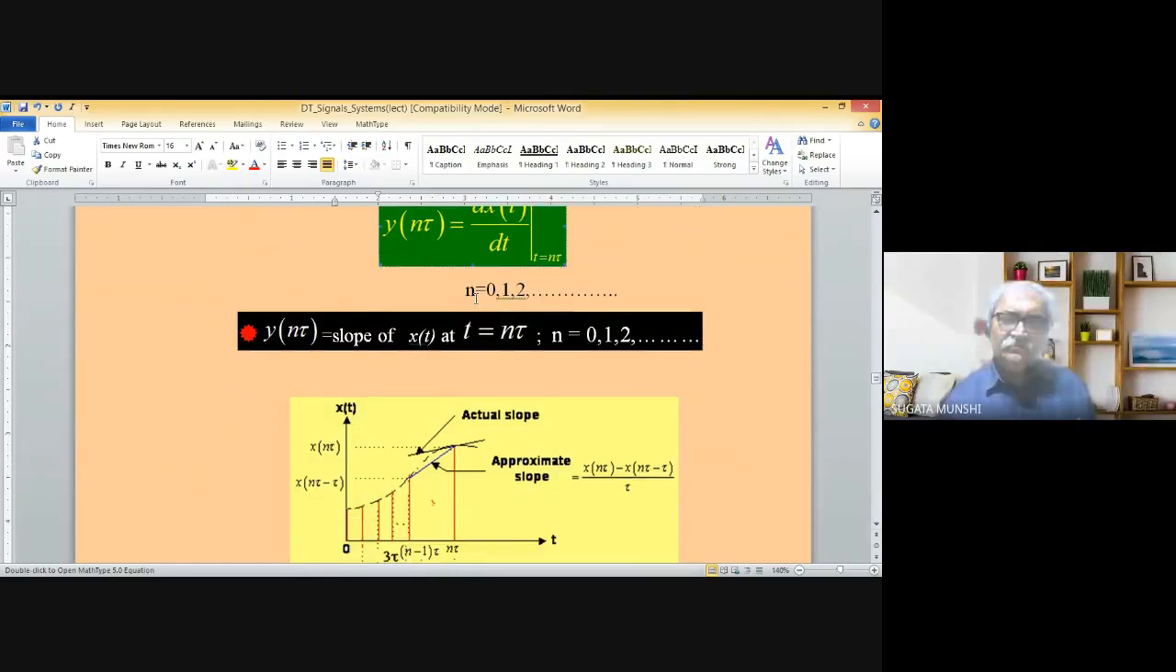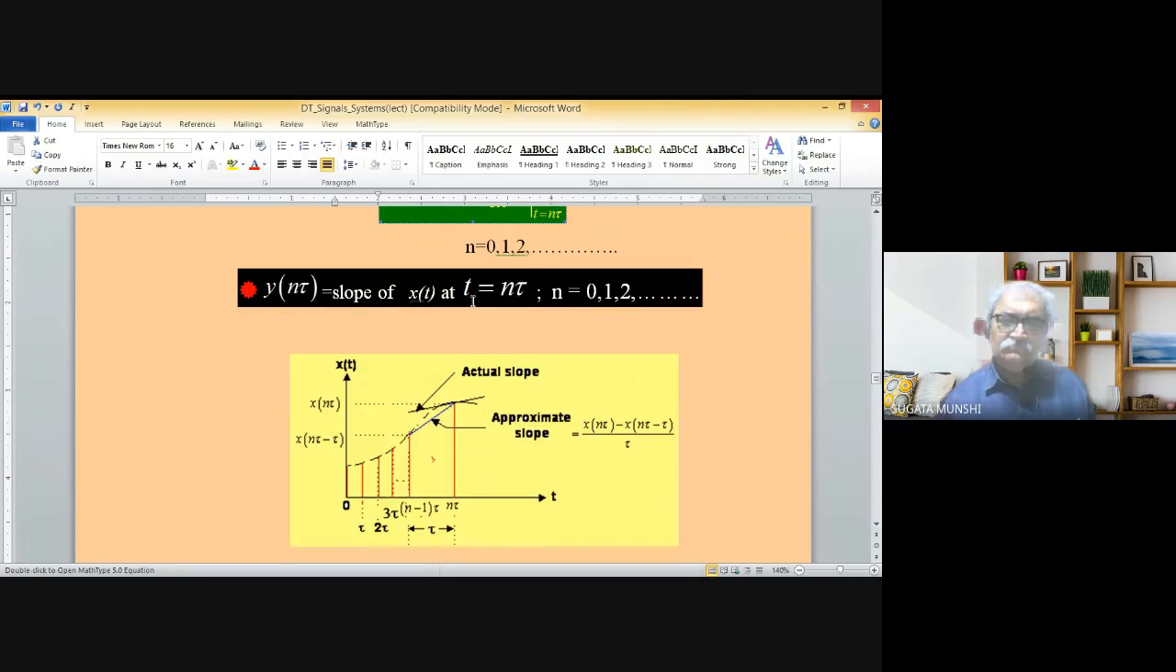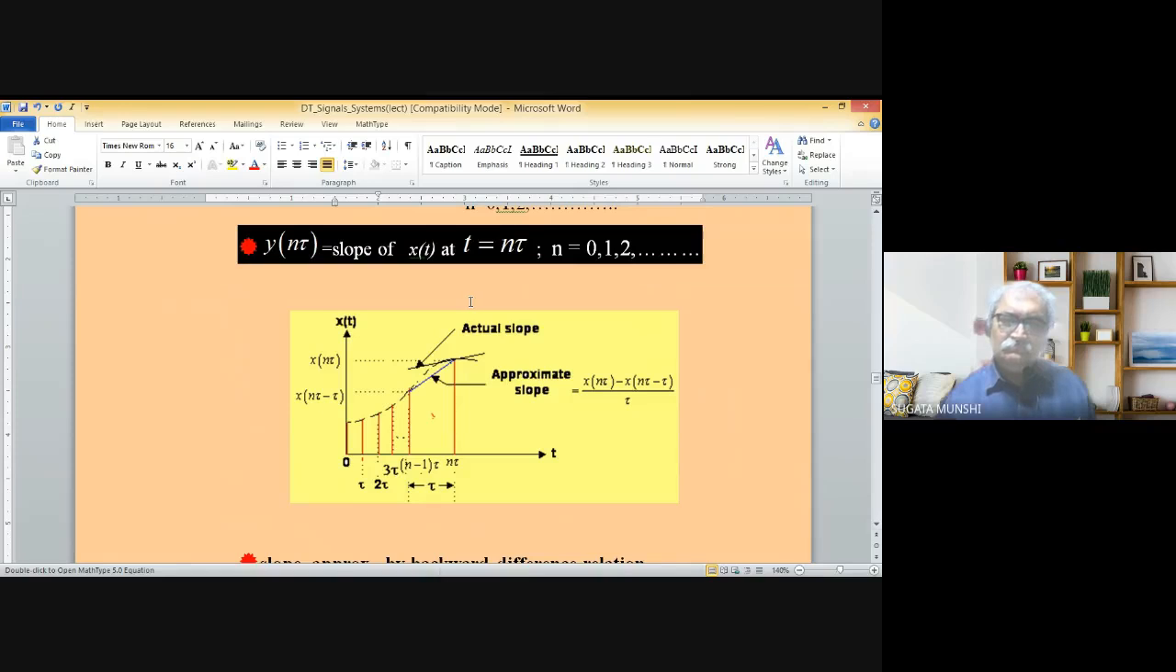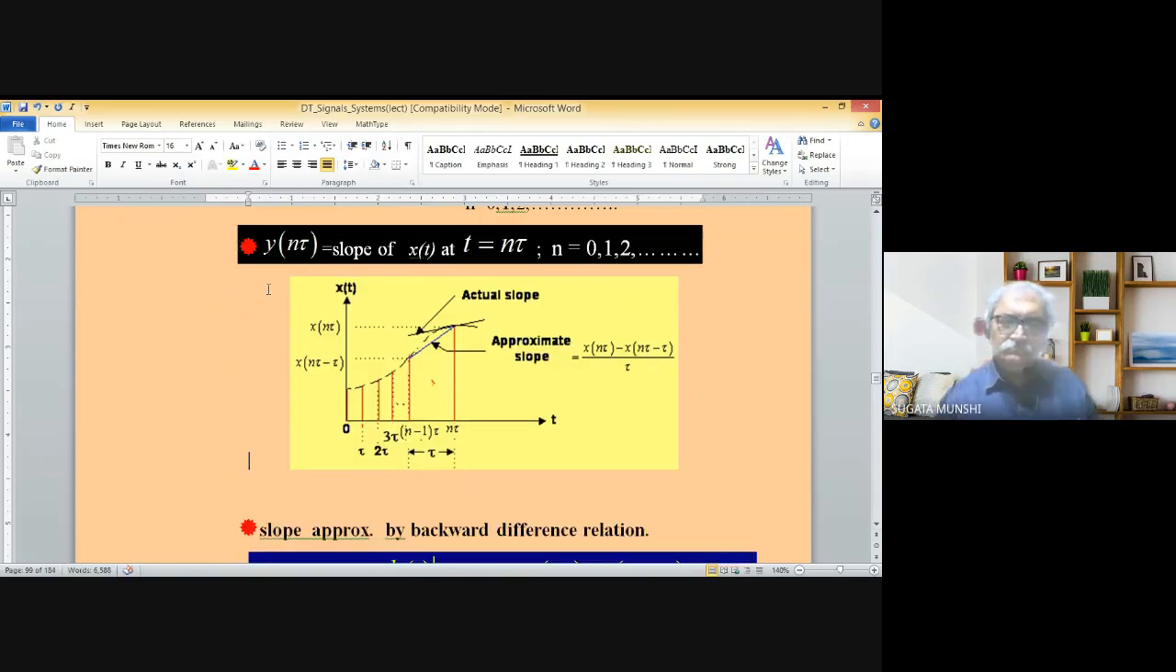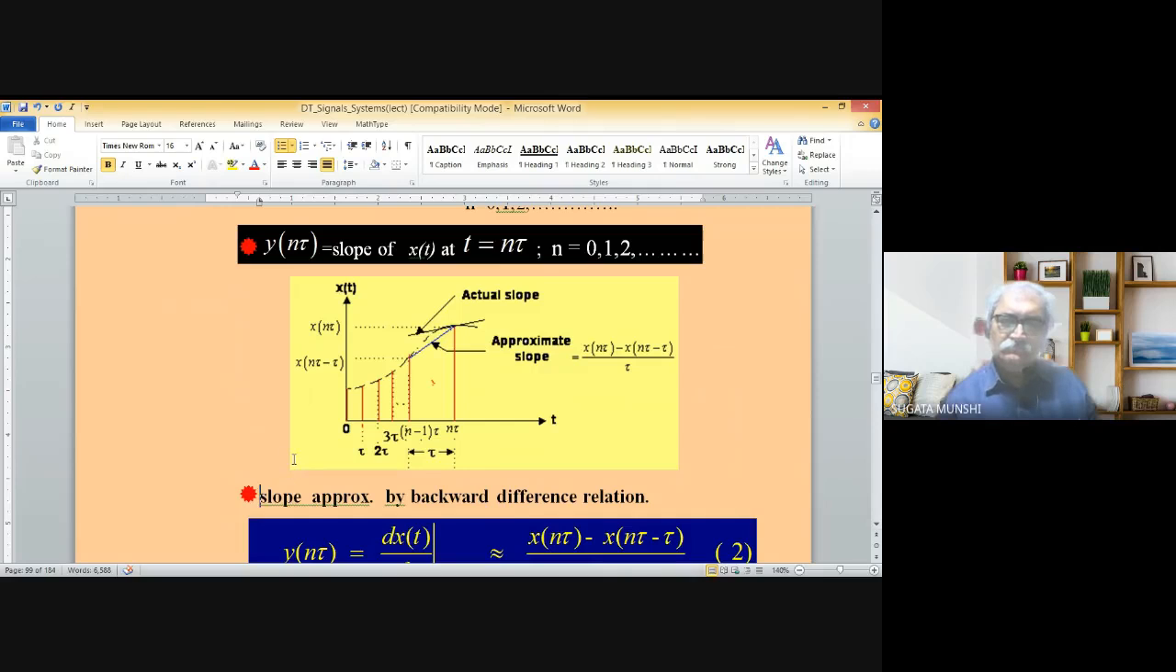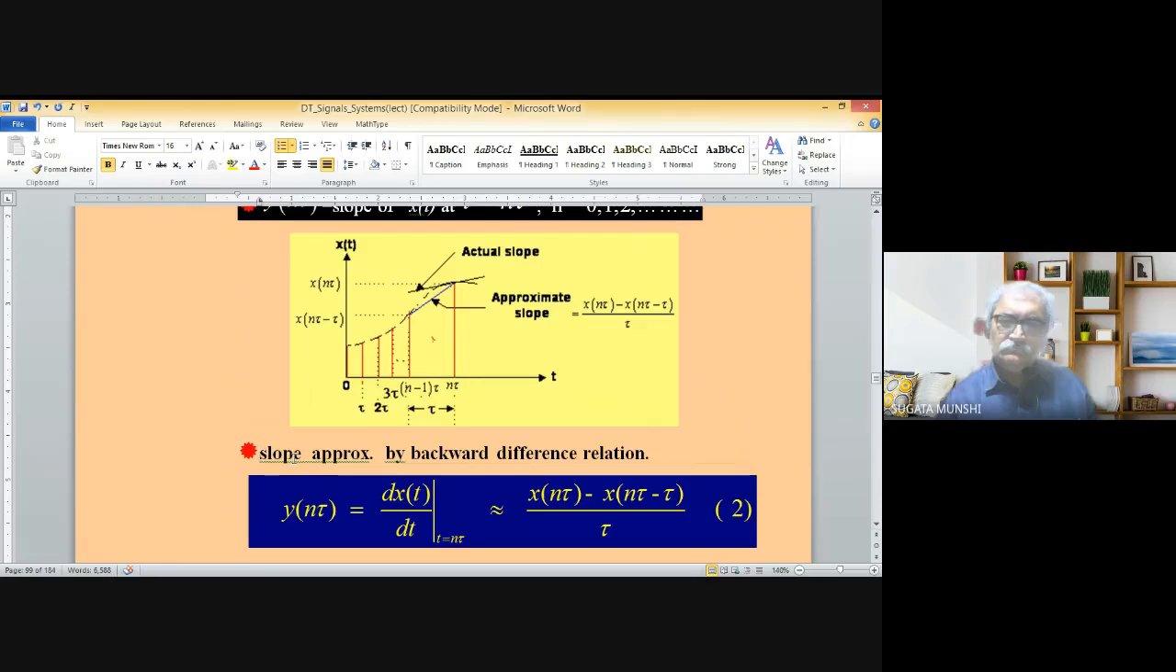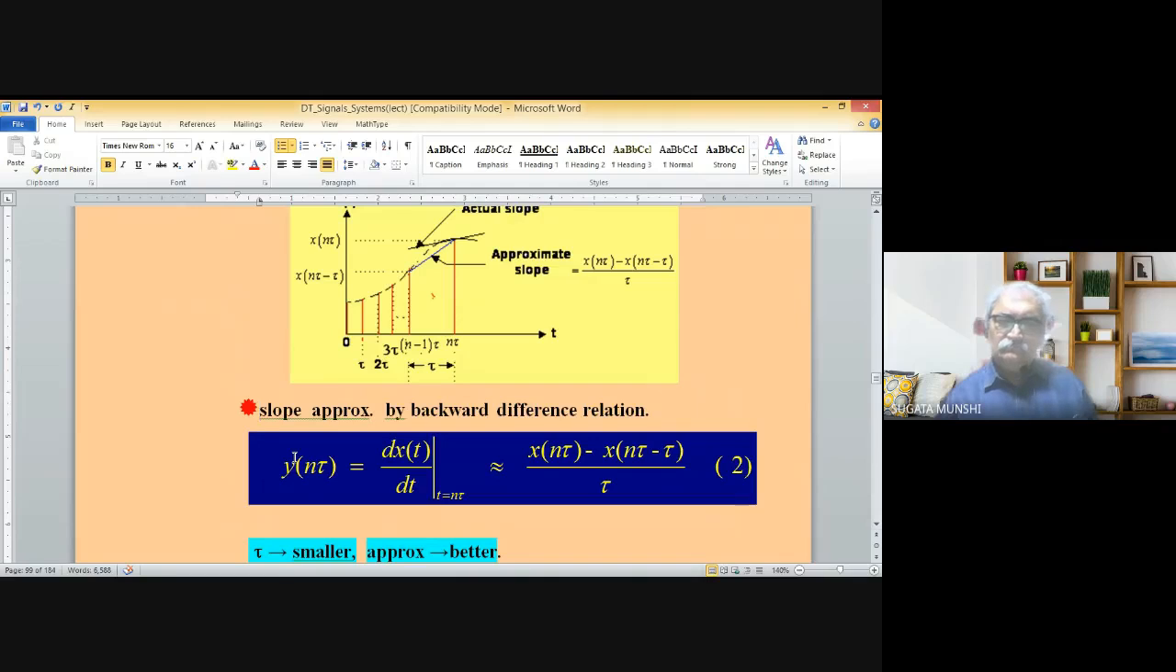dxt dt at t equal to n tau. Smaller is the value of tau, better will be the approximation. You can easily understand that.